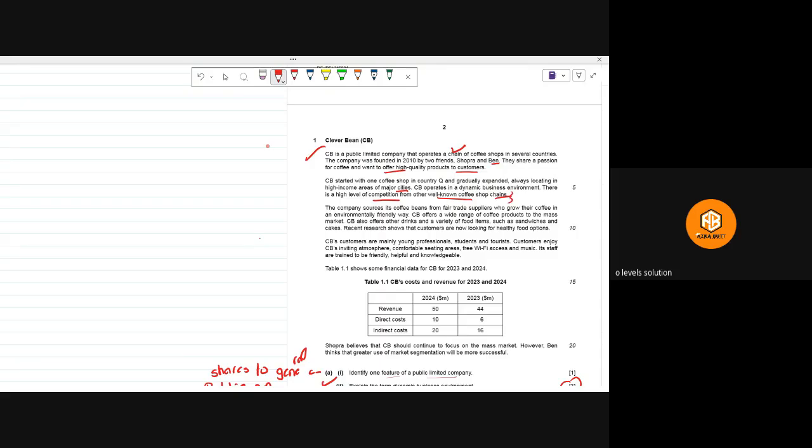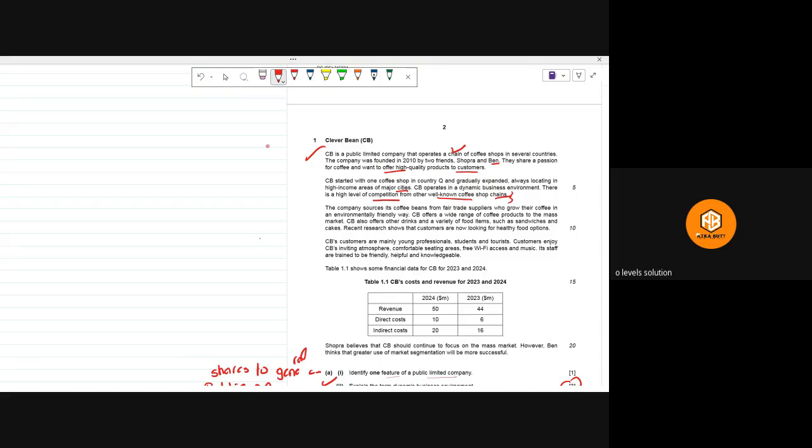We can connect this with the B part, where we can write that it operates in a dynamic environment because there is high competition from other well known coffee shop chains, and the customers are now demanding healthier food options. This means CB must continuously adapt its product, pricing and marketing strategy in order to remain competitive and successful in the market. So this is of course one example of the dynamic environment.